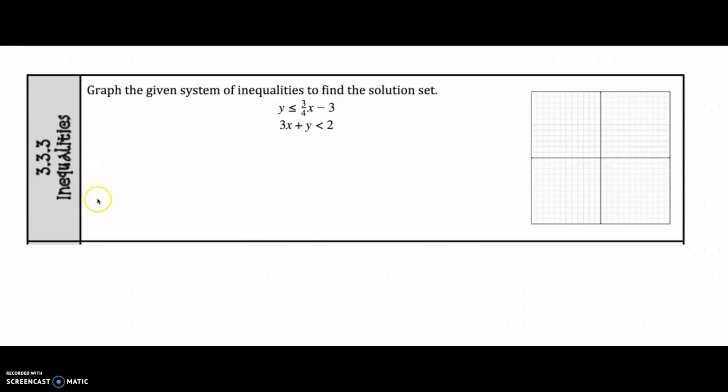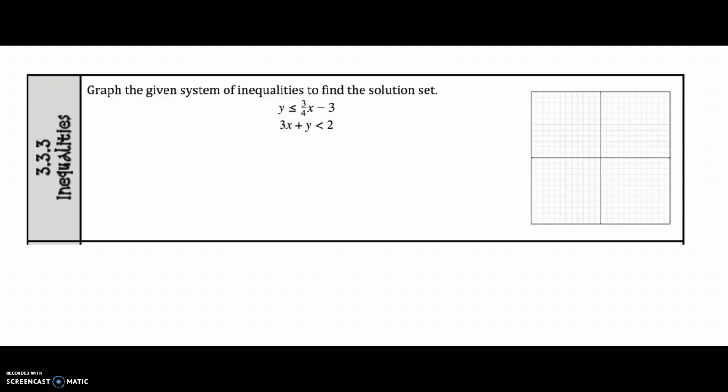In this video, we're going to go through Learning Target 333, which is talking about inequalities, graphing systems of inequalities. So we are given two inequalities to graph. We basically just want to graph both of these on the same coordinate plane and then see where they intersect.